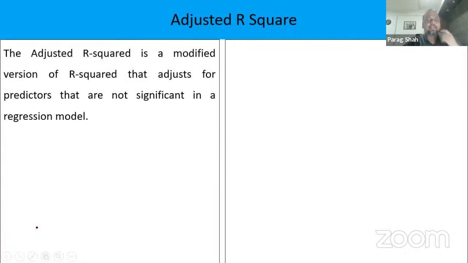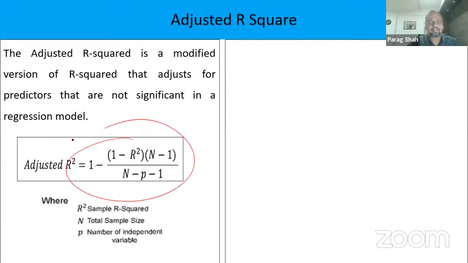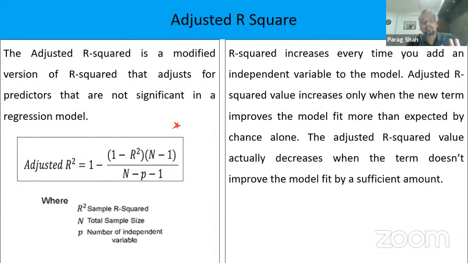Now adjusted R square is a modified version of R square, and that is the formula: R adjusted equals 1 minus (1 minus R square) times (n minus 1) over (n minus p minus 1), where n is the total number of observations and small p is the number of independent variables. The formula is fine. What is important for us to understand? What does this say?